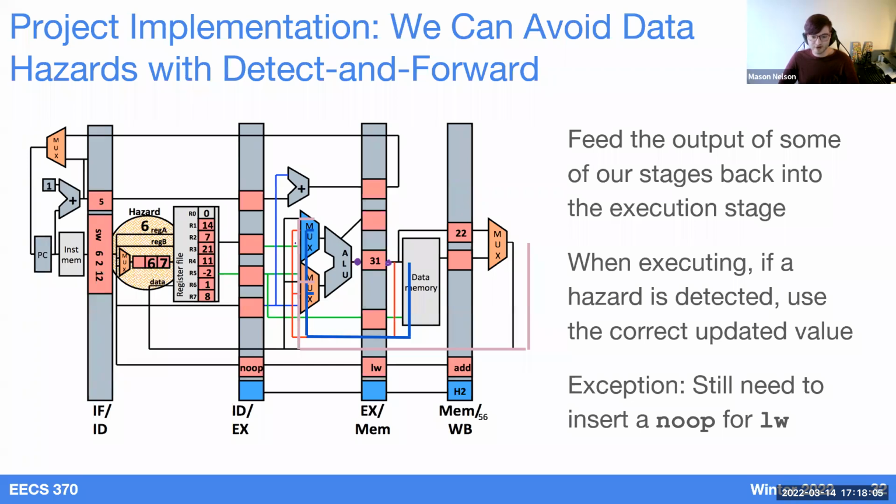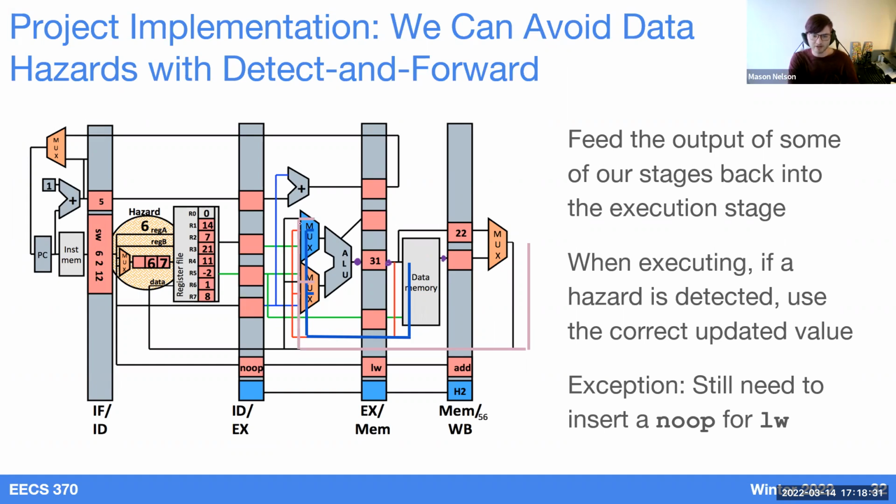The one exception is for LW, because for an LW, we don't know what we're going to write back to a register until the end of the mem stage. So we actually have to get the thing from memory. And so that's why we have to insert an extra no-op with detect and stall for an LW followed by a dependent instruction, because we're always going to be forwarding to the beginning of the execution stage.